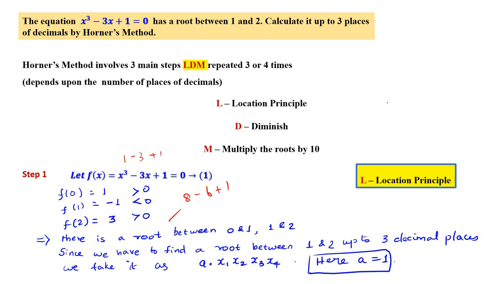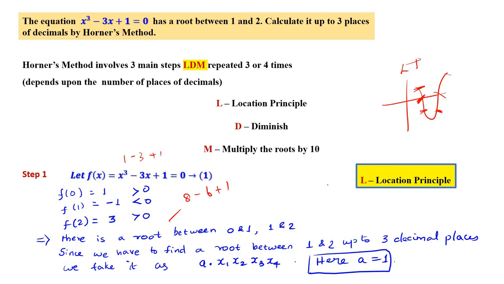Suppose I have a curve like this. When it crosses, here you have the value to be positive and here you have the value to be negative. So whenever there is a change, there must be a root, right? In the same way, here the sign is different, so there will be a root. That is called the location principle. So you use the location principle to find the given root.